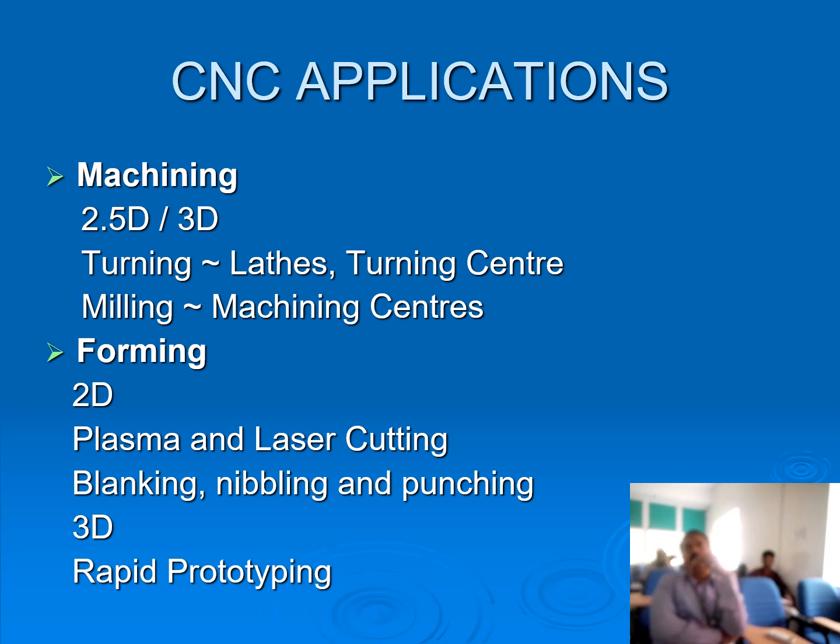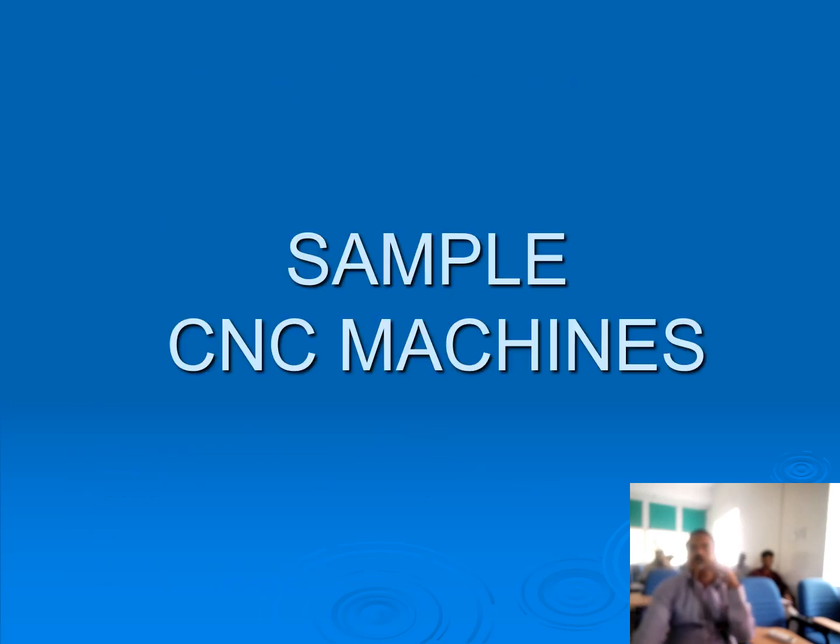When it comes to the applications of CNC, it is being used almost everywhere: in machining, 2.5D and 3D, turning, lathes, turning centers, milling centers, and then forming, again 2D, plasma and laser cutting, blanking, nibbling and punching. And in 3D it is rapid prototyping. Some of the sample CNC machines we are going to see.